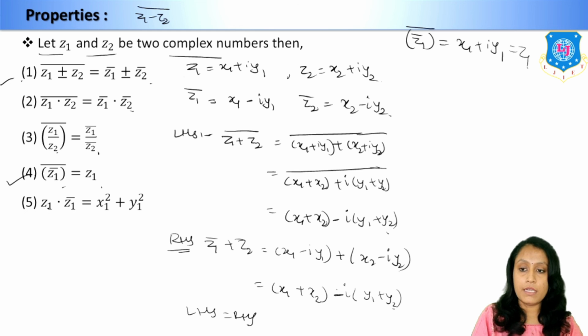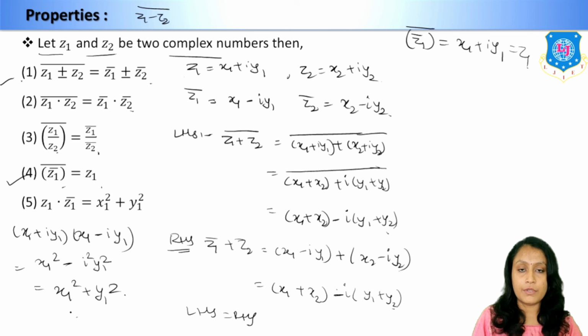And the last one, the fifth one, is z1 into z1 bar is equal to x1 square plus y1 square. So multiply these two. So z1 is x1 plus iy1, and z1 bar is x1 minus iy1. Multiply these two. We'll use the formula (a minus b) into (a plus b), so you will get a square minus b square. So this is x1 square minus i square y1 square. But again, the answer of i square is minus 1, so you will get x1 square plus y1 square. This we have proved.